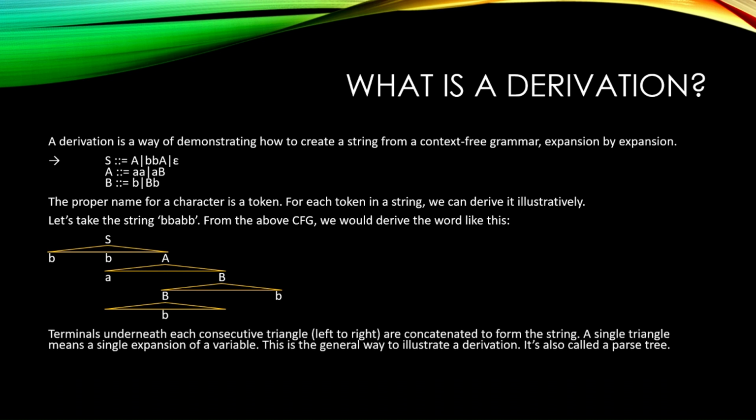So this means that terminals underneath each consecutive triangle, reading from left to right, are concatenated to form the string. So from left to right, that's effectively going from the leftmost terminal, and then going right until we reach a variable, going up to that triangle, and then going right until the next variable, etc., until we've formed the entire string. So a single triangle means a single expansion of a variable, and using a tree formation like this is the general way to illustrate it. It's also called a parse tree, this kind of structure.